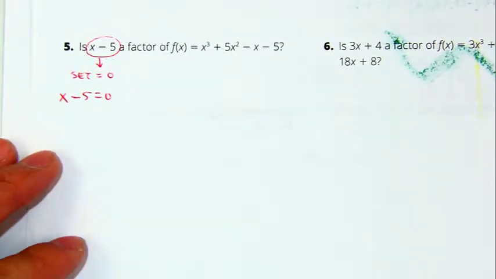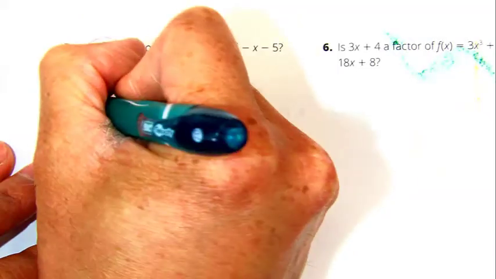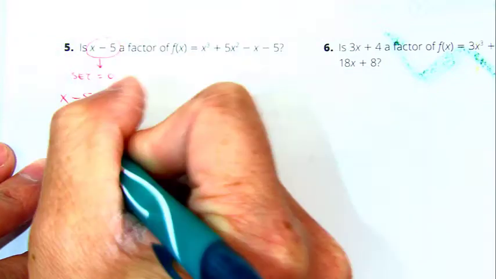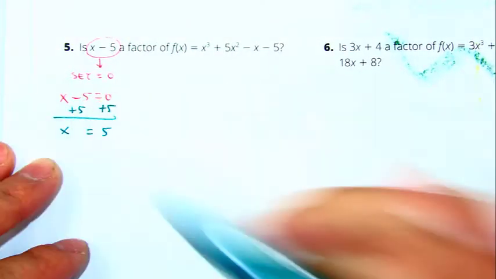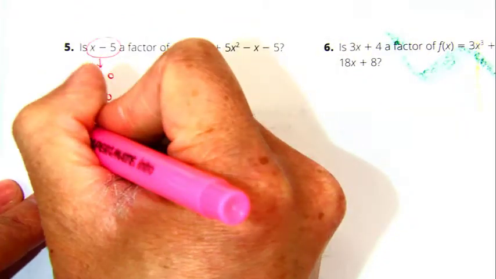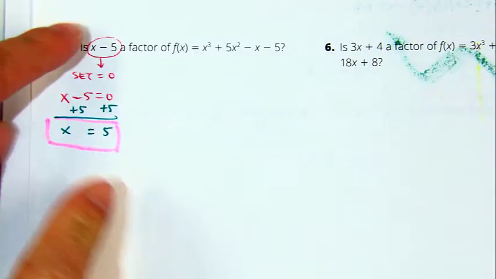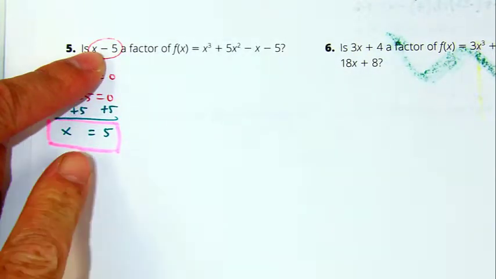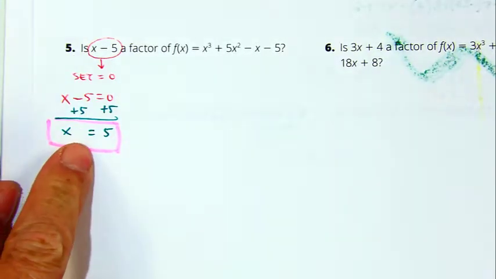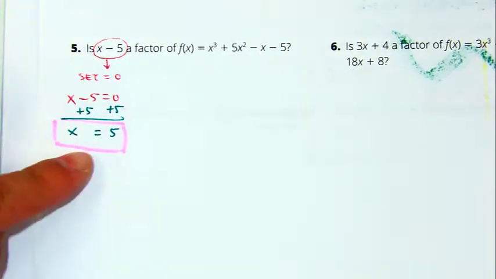Class, to solve for x, you're going to have to do what? Add 5 to both sides. So x is equal to 5. I want to stress this point because it is super important. It's going to help you for the next couple of weeks. X minus 5 is the same thing as x equals 5.